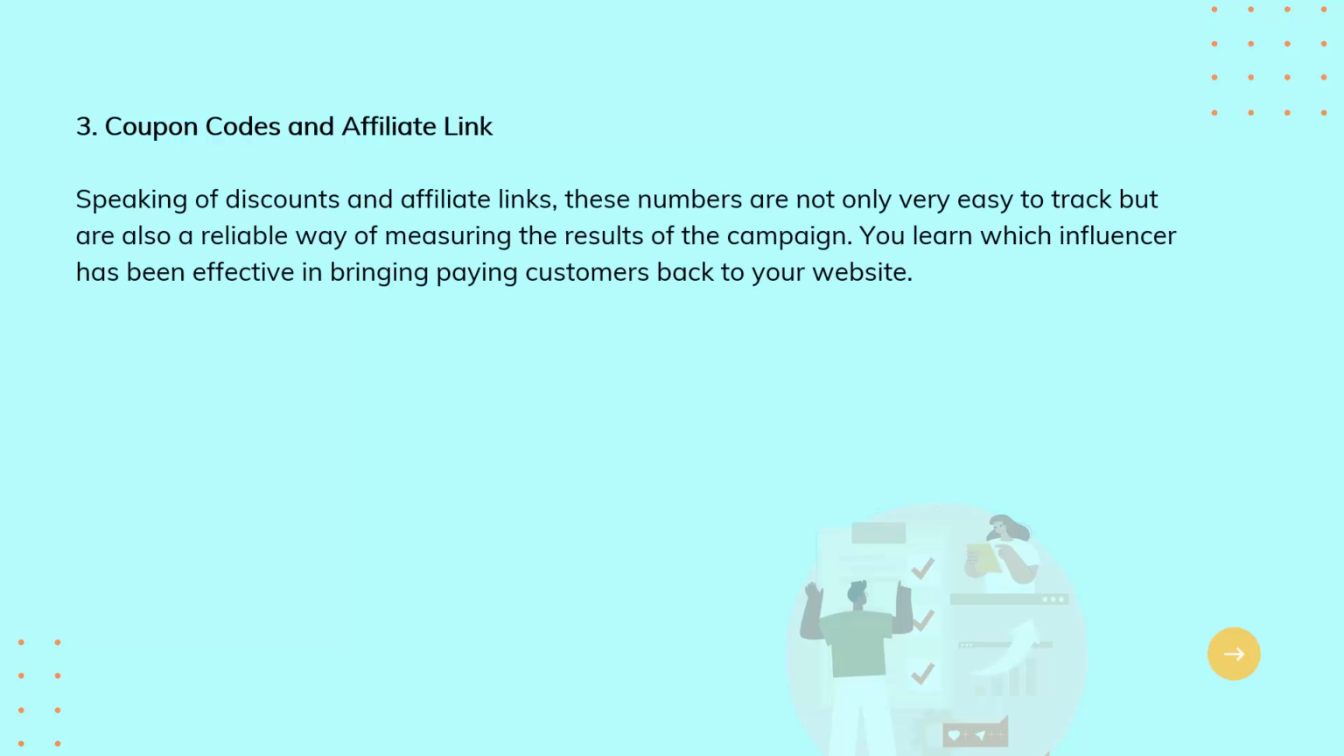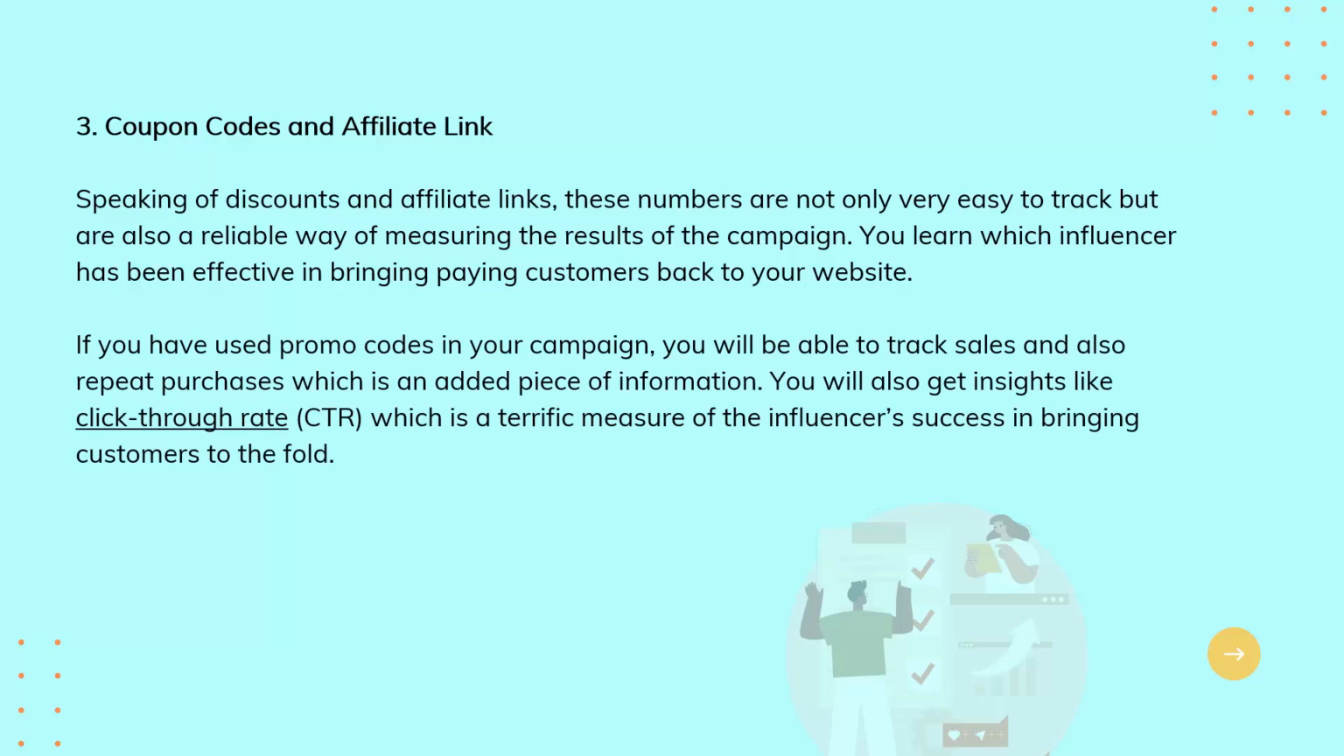3. Coupon codes and affiliate links. Speaking of discounts and affiliate links, these numbers are not only very easy to track, but are also a reliable way of measuring the results of the campaign. You learn which influencer has been effective in bringing paying customers back to your website. If you've used promo codes in your campaign, you will be able to track sales and also repeat purchases, which is also an added piece of information. You will also get insights like click-through rate, CTR, which is a terrific measure of the influencer's success in bringing customers to the fold.